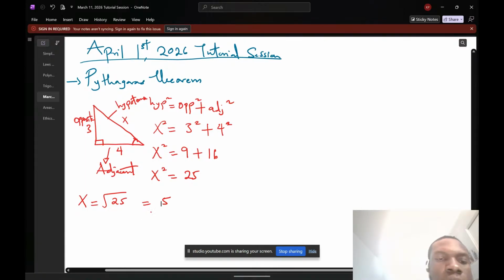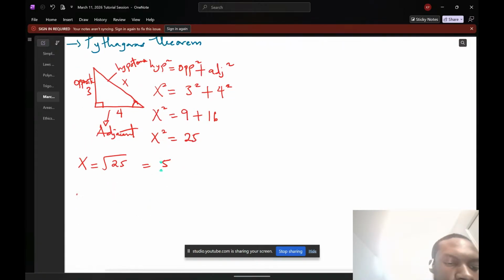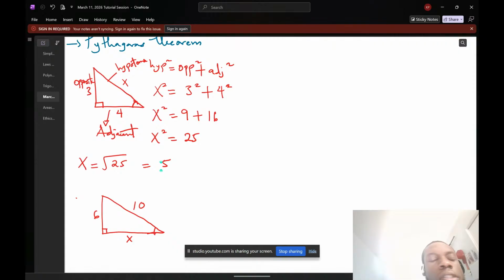So let me do another one. The hypotenuse is 10. This side is 6. And this side is x. So the hypotenuse is 10, the opposite is 6, and the adjacent is x.